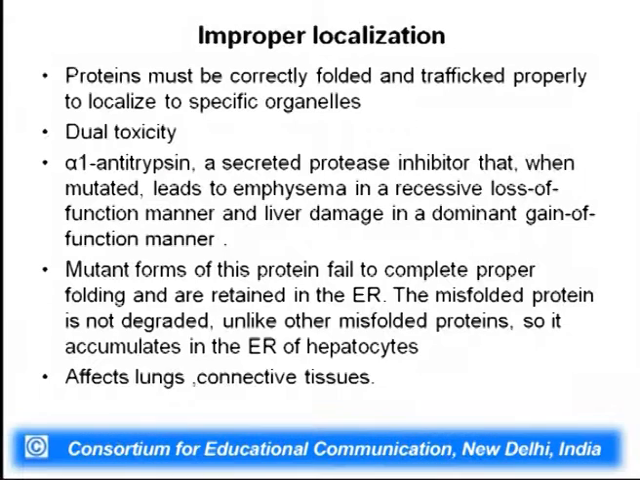Then there is again a case of improper localization which we encounter with the alpha 1 antitrypsin, which is a protease inhibitor. A protease inhibitor is an enzyme which will prevent proteases from becoming activated at all times. Imagine if all the proteases are activated, then they will cause damage to the vicinity, to their environment, to the organelles they are present in. So, you need to have a check on when the proteases get activated.